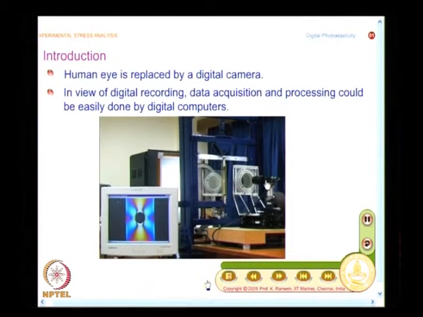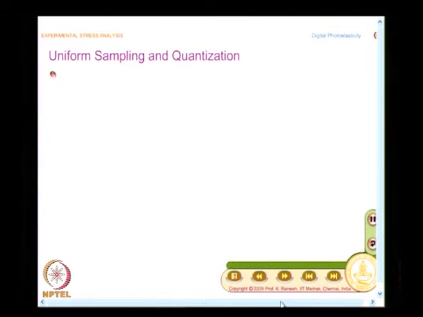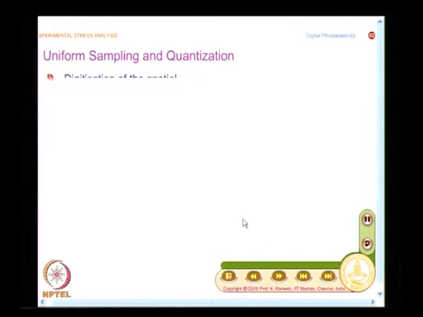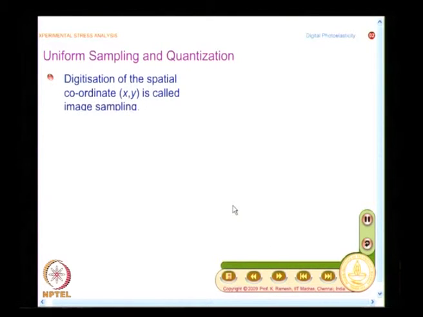And what we introduced was, in the case of digital photoelasticity, you replace the human eye by an electronic eye. You have a digital camera. These are essentially charge coupled devices, you call them CCD cameras. And once you use a CCD camera, it is possible for you to get the image as an assembly of numbers, and this is essentially called sampling and quantization.